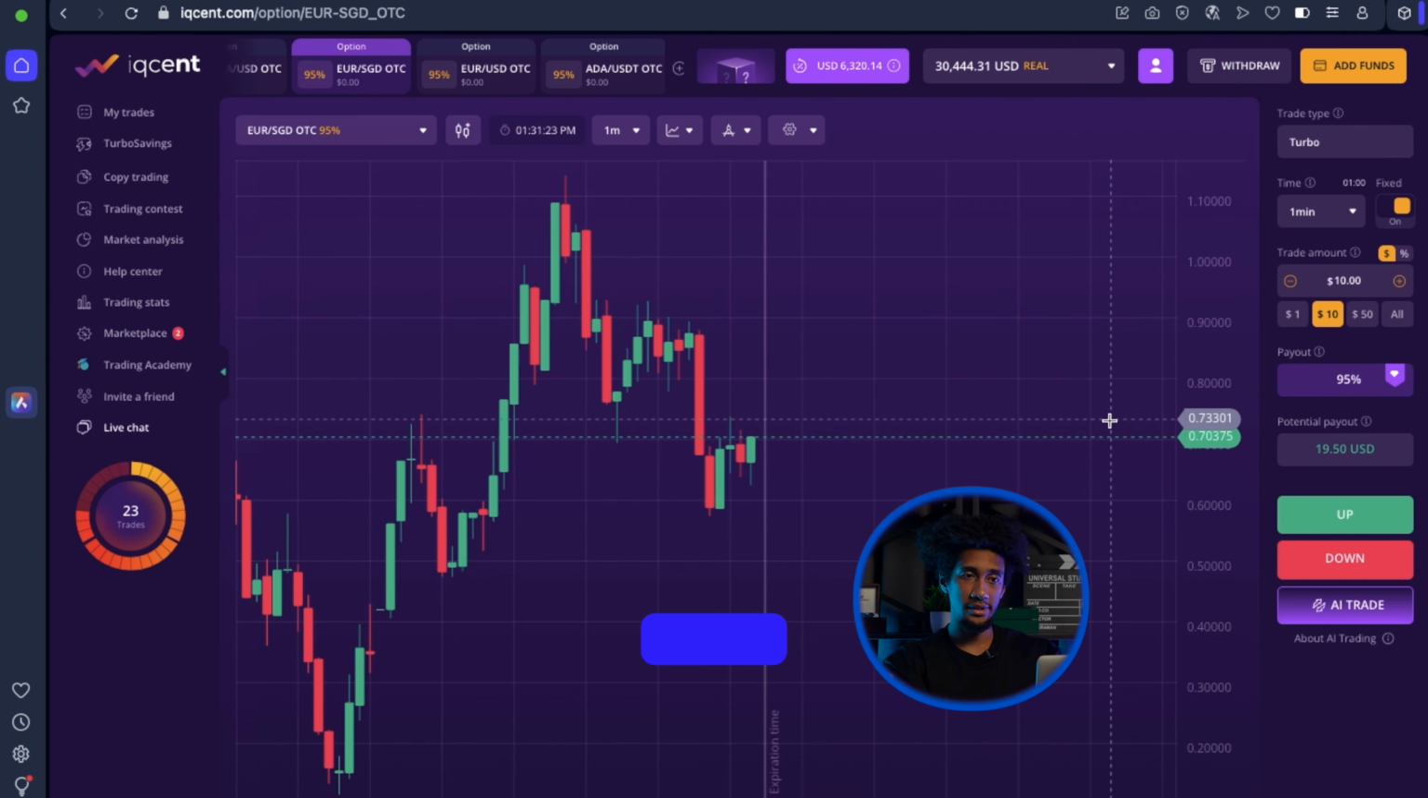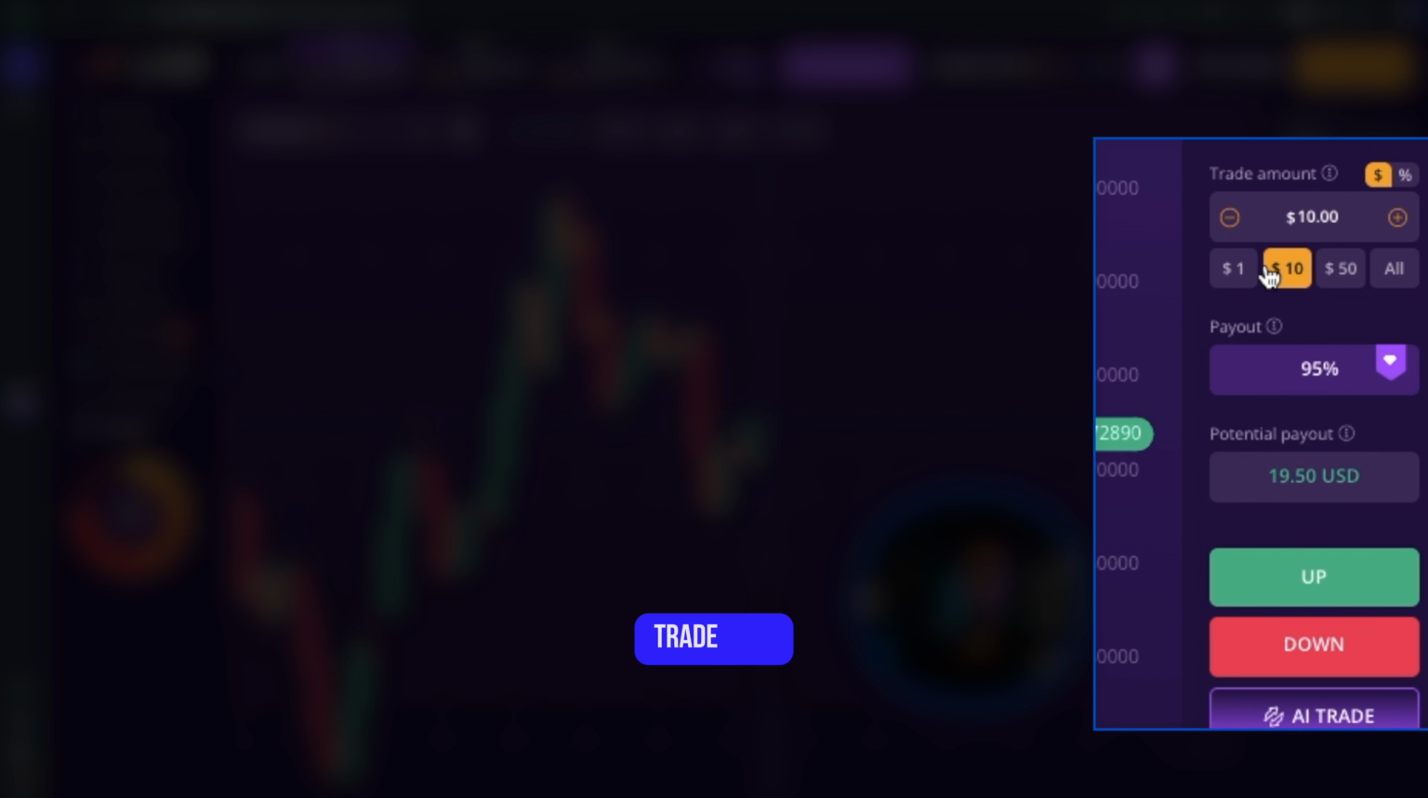Okay, you've picked your asset. Now comes the trade amount. This is where things get interesting. You can place a trade with as little as $1 or as much as $1,000, but that's not the point. What matters is that the amount fits your account size and your risk management.